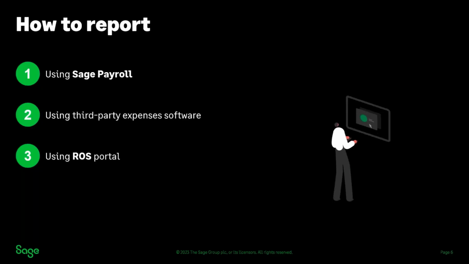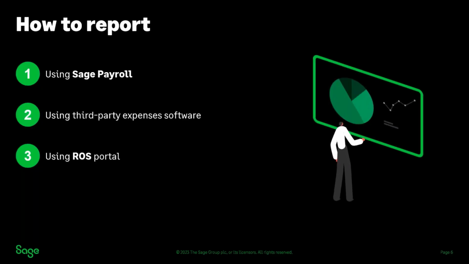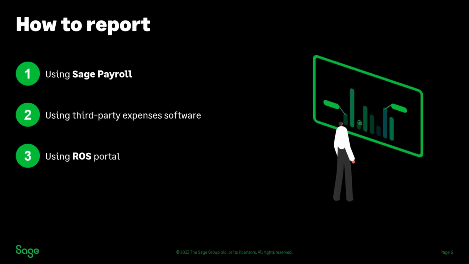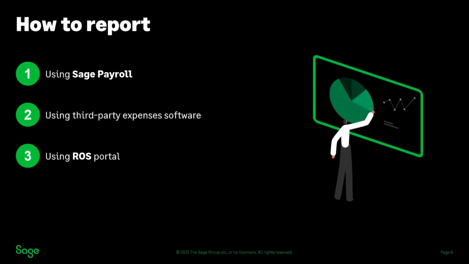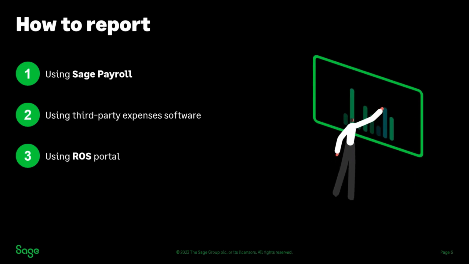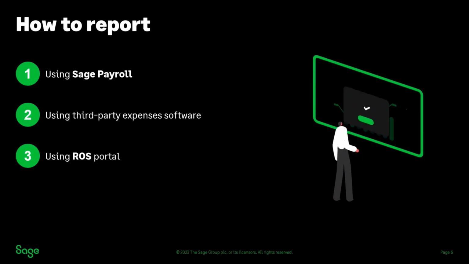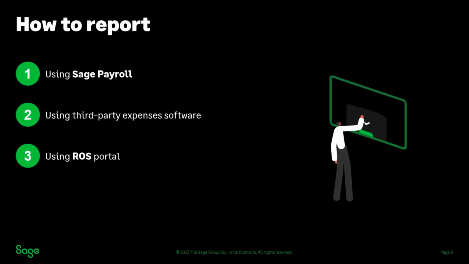So how do you report all of this information in real time? Well, essentially, there are 3 options. The first one, and the one that we're going to focus on in the webinar today, is to submit using Sage Payroll. And once you've installed your payroll year-end update, which includes Sage Payroll 2024 for the new tax year, that will include the enhanced reporting functionality.